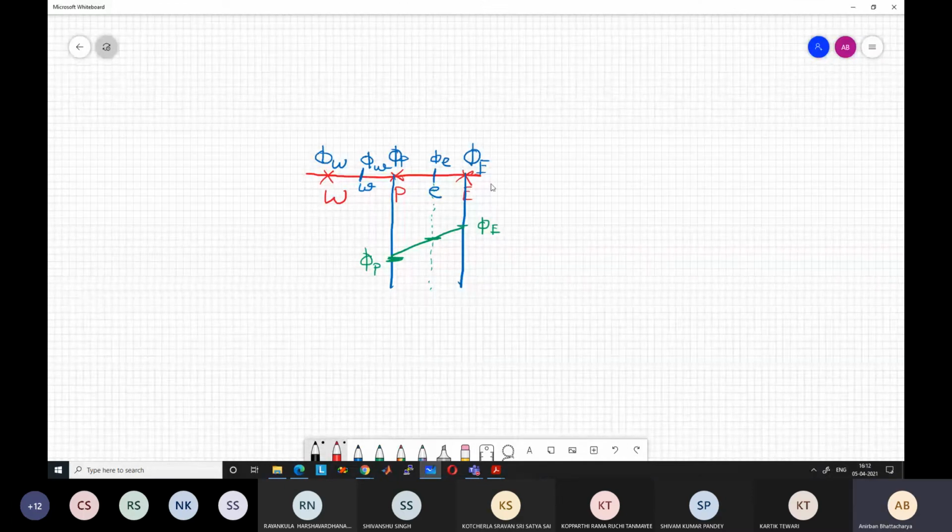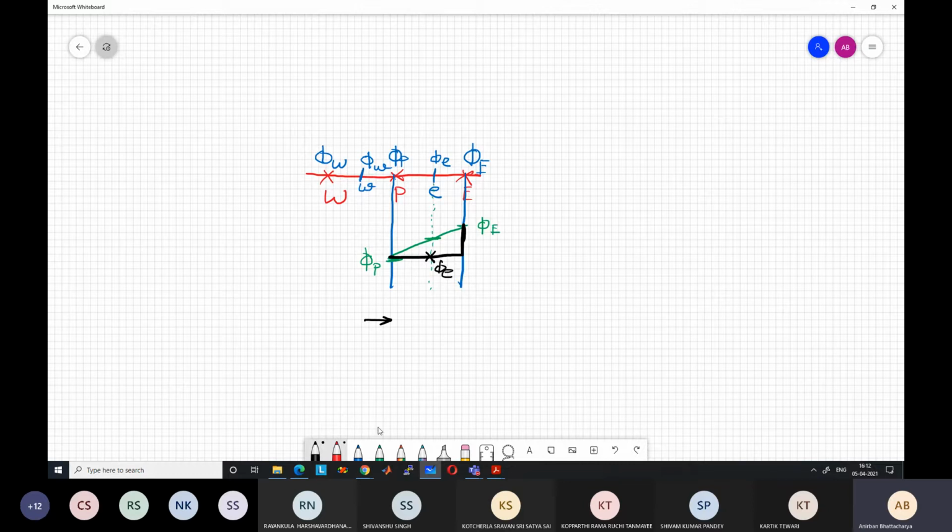The other thing, for the upwind scheme, what did we assume? If the flow is from this direction, we assume that the value is like this, and then suddenly jumps to phi E. This is the variation that we assume. So if the flow is from this direction, the value at this interface is equal to phi P. So phi small e is equal to phi P. That is what we assume for the upwind scheme.